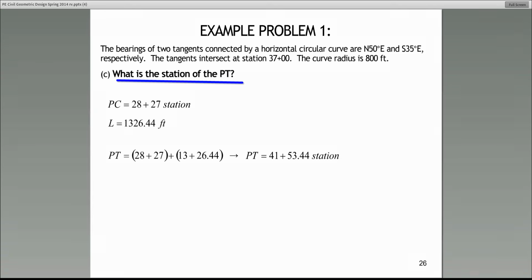But what I want you to do, without looking at the screen, without looking at the solution, see if you can come up with the station of the PT. Remember what PT is. PT is the station where the forward tangent ends, or that's the point where the curve ends and we are on the next alignment. So how do you calculate the station of the PT? Do it on your own and tell me.